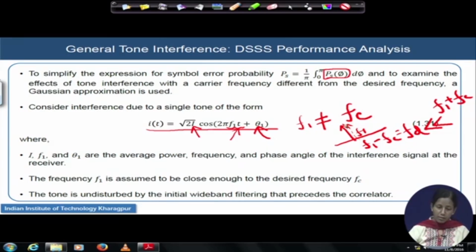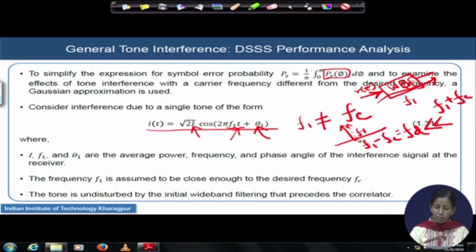Another consideration is this. We have seen that the signal is received by the receiver antenna, and usually for all kinds of receiving antenna, the received signal is passed through a wideband filter, then amplified, passed to the low noise amplifier, and then fed to the matched filter. But remember, when this wideband filter was filtering the signal, because of the closeness of f1 with fc, f1 was also passed through the wideband filter. So, the wideband filter could not cut it out.